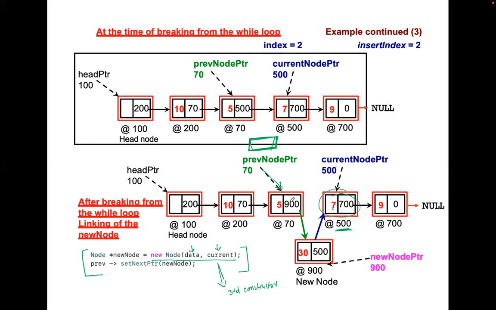And the previous node will have the next pointer. It has the address 900. So 900 will be the next pointer of the previous node, like this.